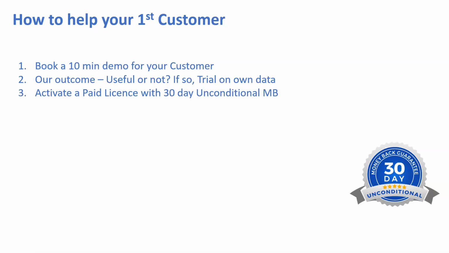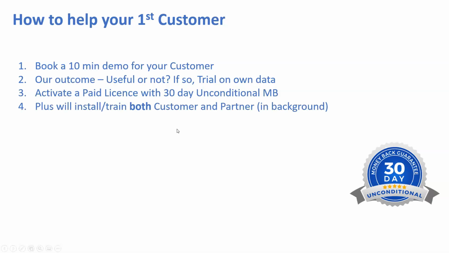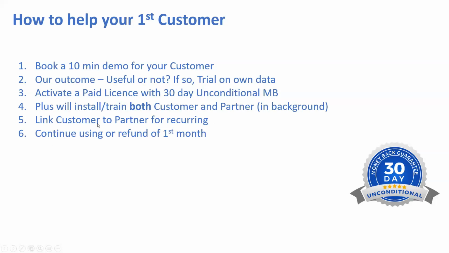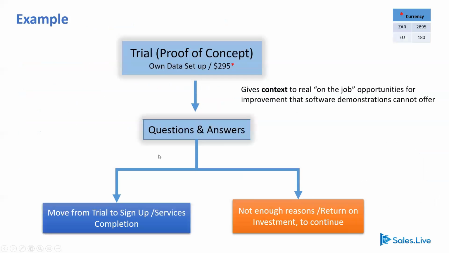If so, then what we do is we activate a paid license with a 30-day unconditional refund. We set the customer up. We will train and install both the customer and the partner in the background. We do that so that you're across your next site. And of course, we link that customer to the partner. So immediately you get recurring revenue. And at the end of that 30 days, or sometimes before, the customer can continue using, or they can apply for an unconditional refund. We don't get many. We get 1 out of 10 that apply. And there are a multitude of reasons for that as well. And then from the second customer, probably we're not needed, and you as the partner can carry on.